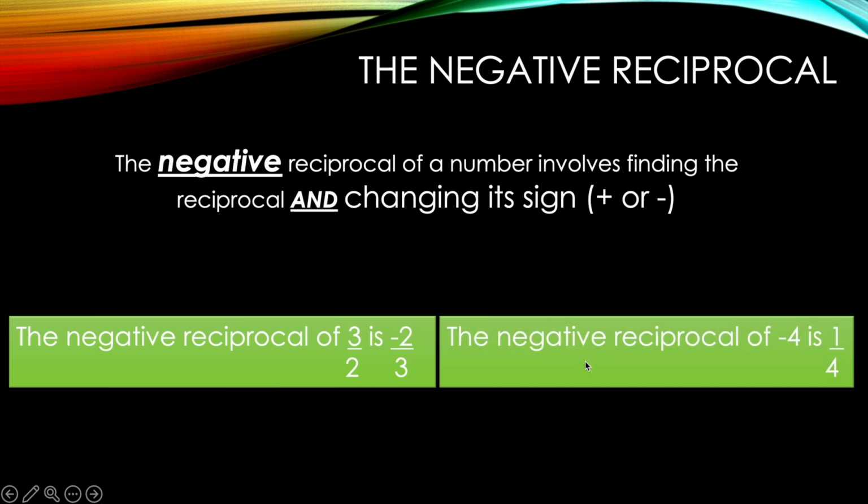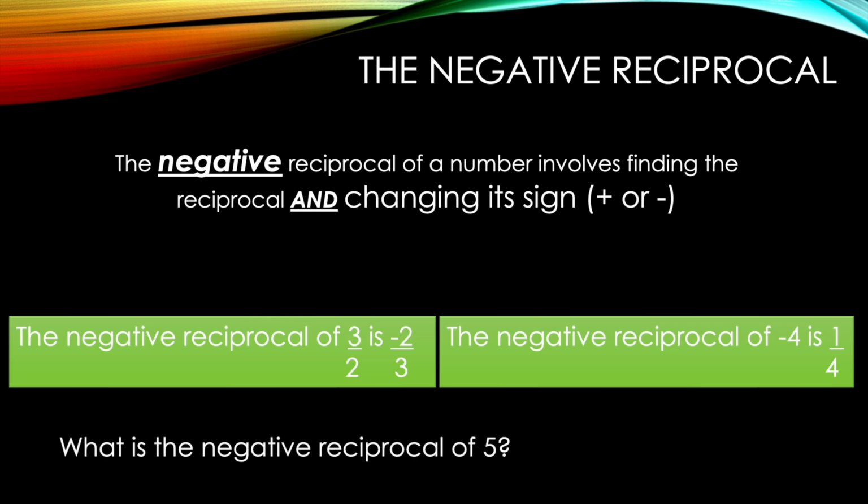If I were to give you the number negative 4, the reciprocal of 4 is 1 over 4, and because it was a negative, it becomes a positive 1 over 4. So you're flipping it and also you're changing the sign of its number. If I ask you for the negative reciprocal of 5, you would say, well, it's 1 over 5, but because it was positive to begin with, my reciprocal will now become negative.